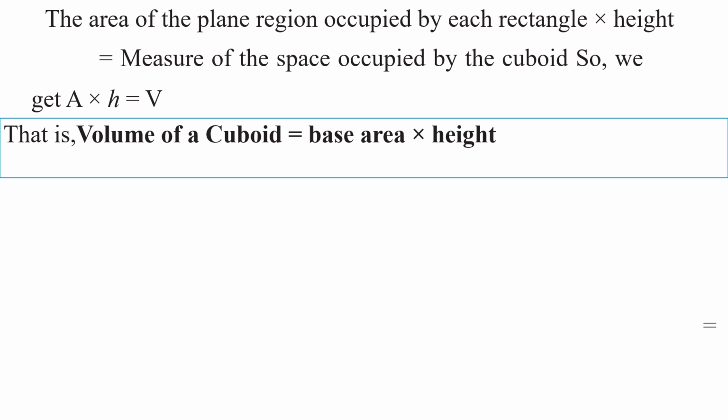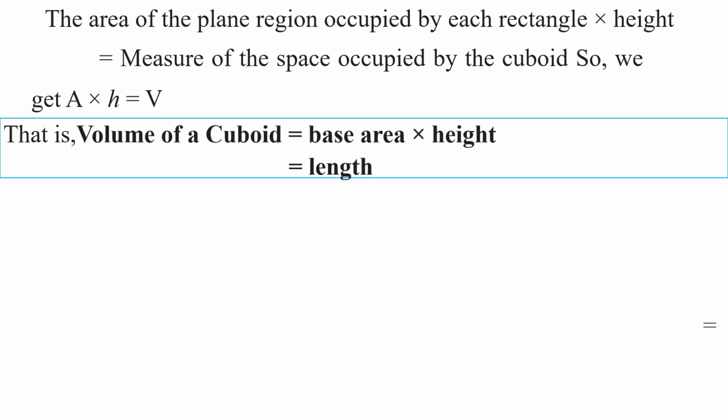That is, volume of a cuboid is equal to base area into height. Here A denotes the area of the rectangular sheet. This is the height of the stack. Then the product of these two gives the volume of the cuboid. Understood this point, my children? Therefore, volume of the cuboid is equal to base area into height.